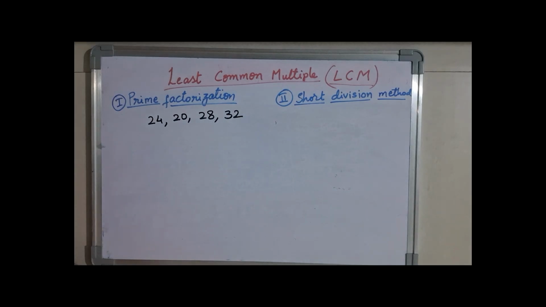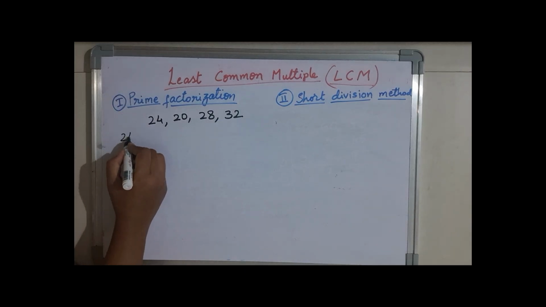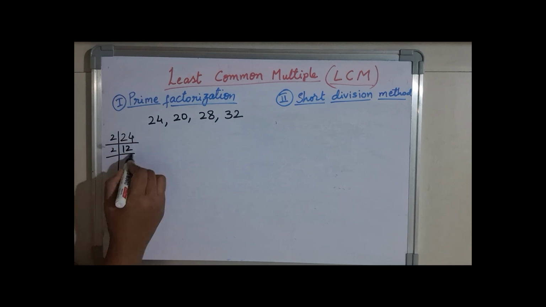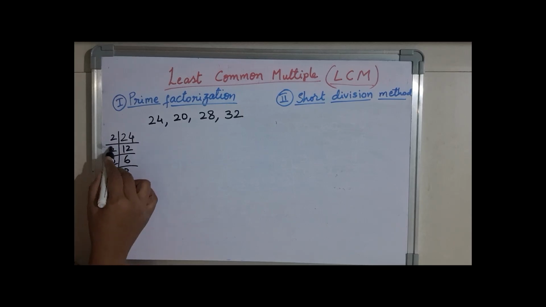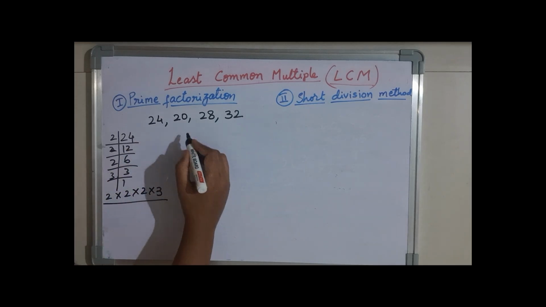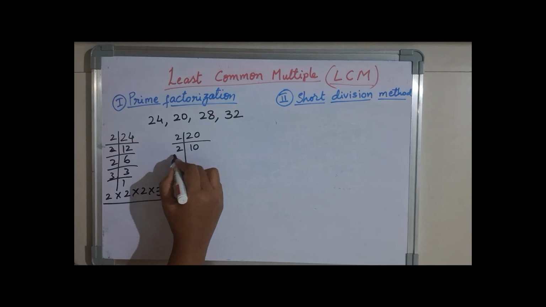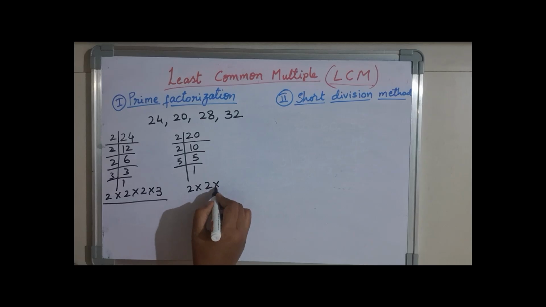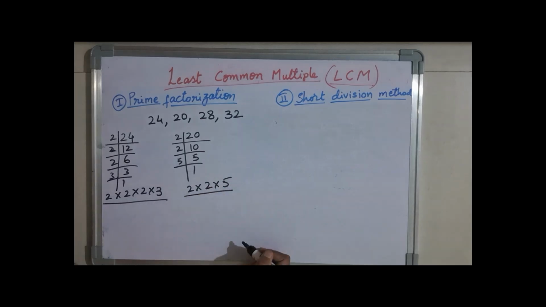Now let us find the least common multiple of these numbers: 24, 20, 28, 32. Four numbers are there, children. When we take the prime factorization of all these numbers, what do we get? 2 twelves are 24, 2 sixes are 12, 2 threes are 6, and 3 ones are 3. So we get 2 into 2 into 2 into 3. This is the prime factorization of 24. Next we take the number 20. 2 tens are 20, 2 fives are 10, and 5 ones are 5. So we get 2 into 2 into 5. This is the prime factorization of 20.